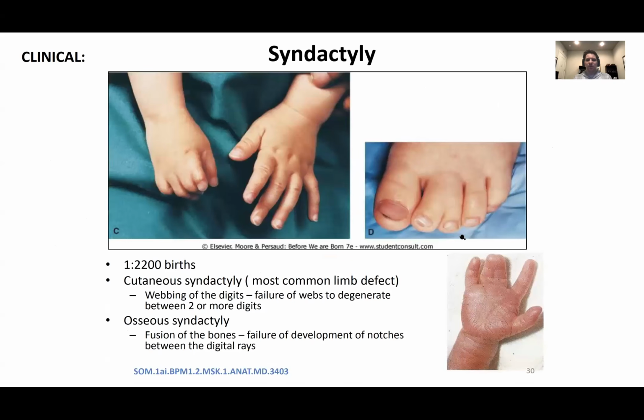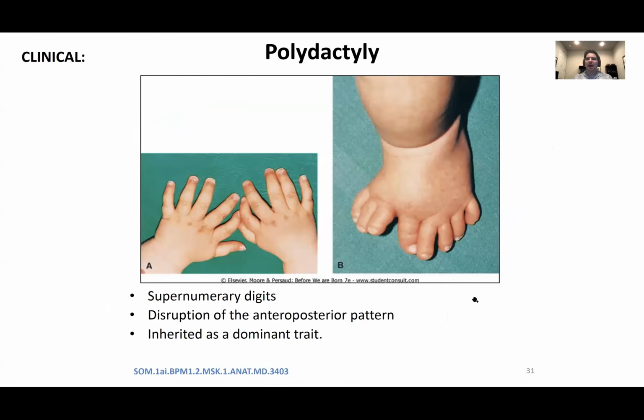So syndactyly, that's what you're thinking of. You can see that here. They could ask you the differentiation. Cutaneous syndactyly is going to be the webbing of the fingers. Osseous meaning bone. You can actually get bones to fuse. But syndactyly, you're thinking of some sort of problem with the Sonic Hedgehog gene.